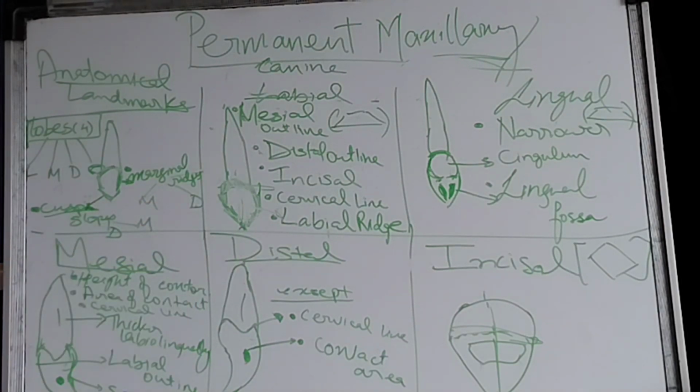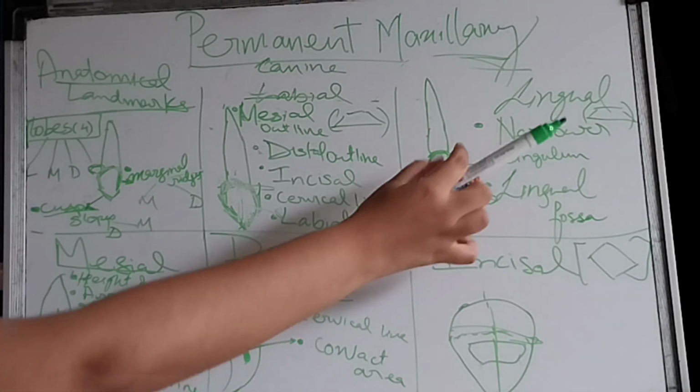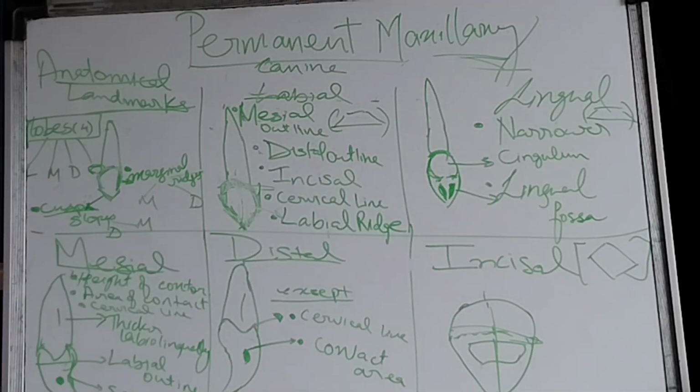This feature is called the labial ridge. Coming to the lingual aspect. So the lingual aspect's geometrical shape is also trapezoid or pentagonal, and the crown is narrower than the labial aspect, so it is a bit narrower. Okay, and it has a well developed prominent cingulum.